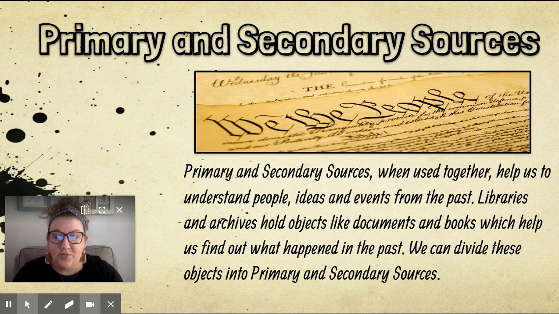Primary and secondary sources, when used together, help us understand people, ideas, and events from the past. But we always want to use them together, right? We can't use just a primary source and we can't use just a secondary source. Libraries, archives, and now the internet hold objects or documents, articles, resources, pictures that help us find out what happened in the past. And we divide these things into primary and secondary sources. So let's take a look at primary.